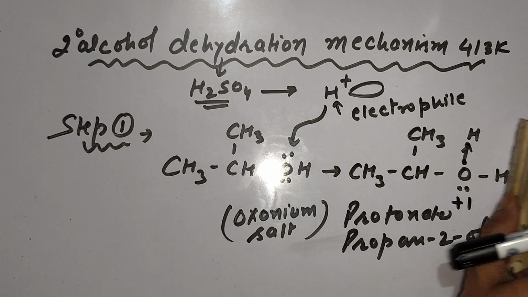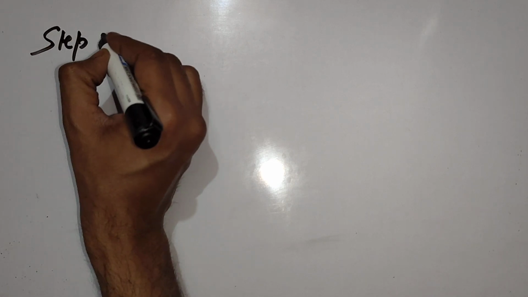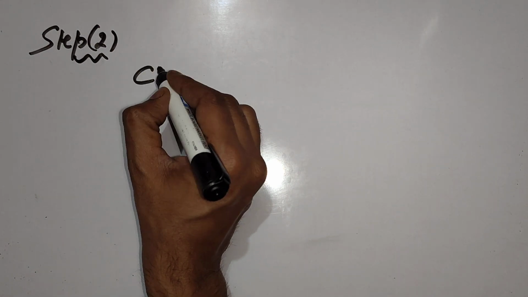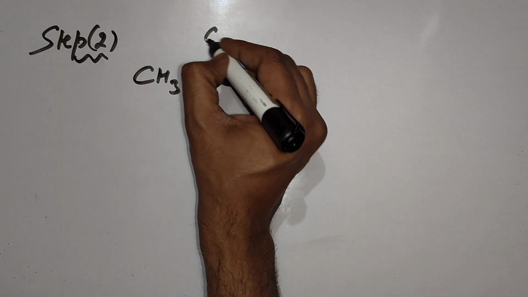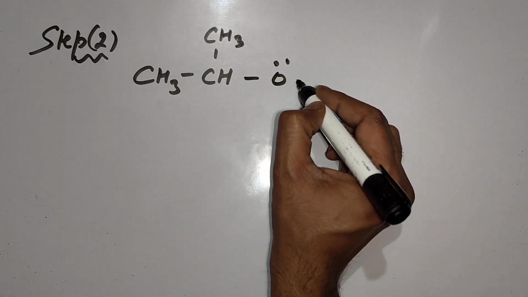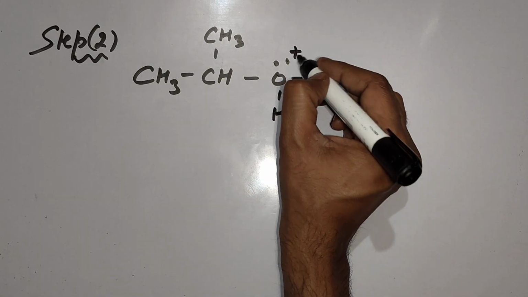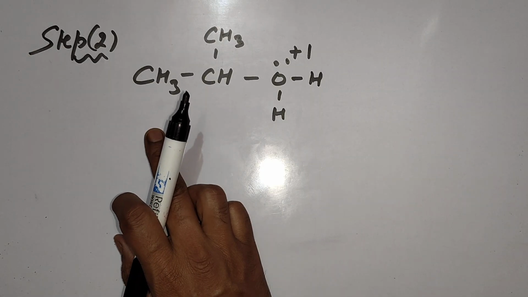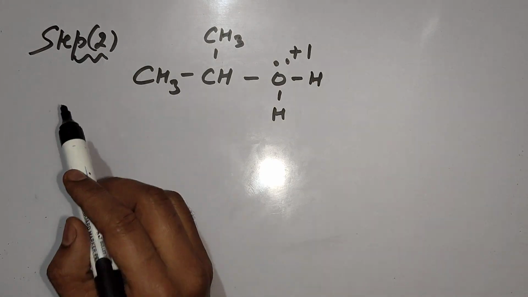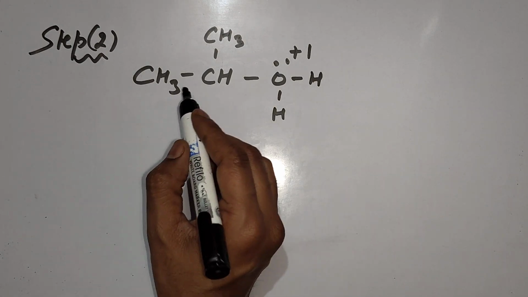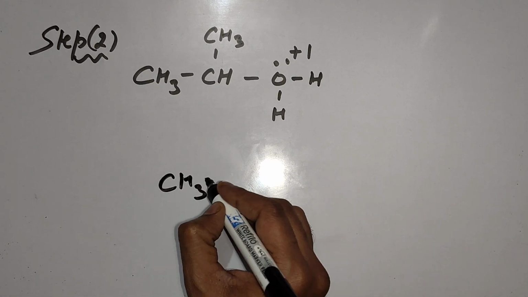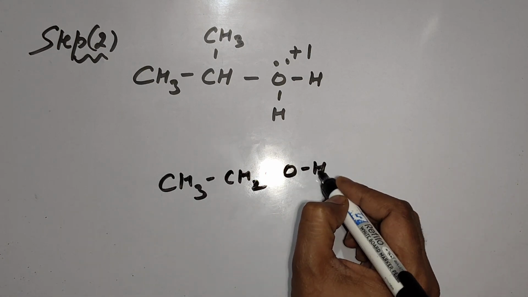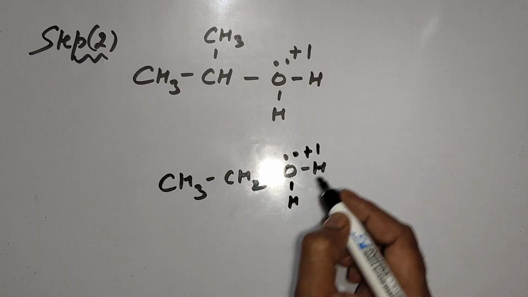Now step 2. This protonated alcohol which is generated over here is highly unstable. Now please check what is the difference between step 2 of 2 degree alcohol and step 2 of 1 degree alcohol. In 1 degree alcohol, there was another molecule. Let me recall it from the previous video. This is the 1 degree alcohol.